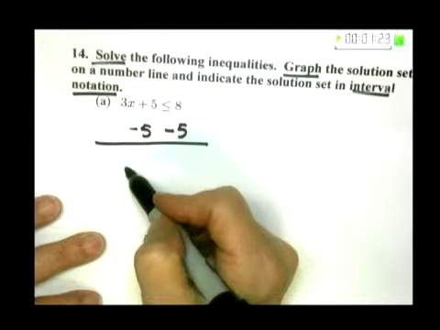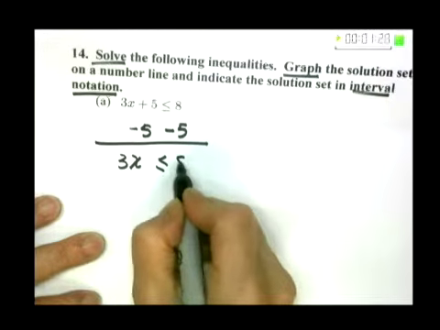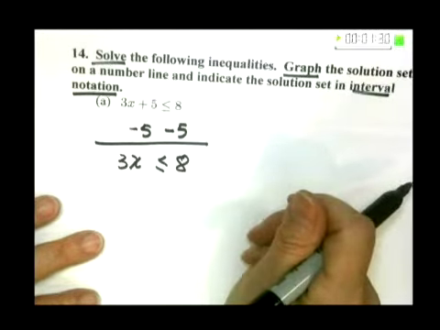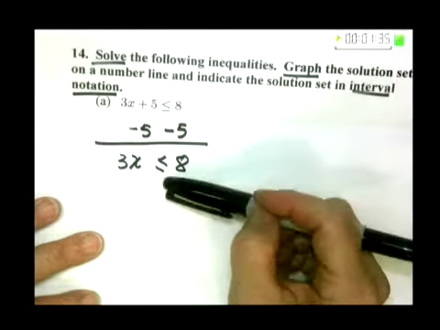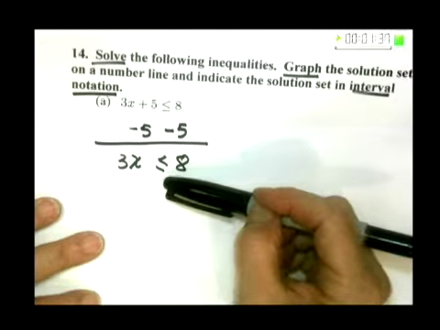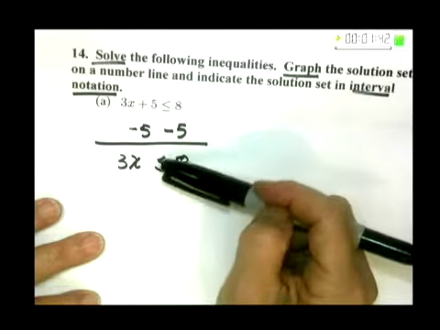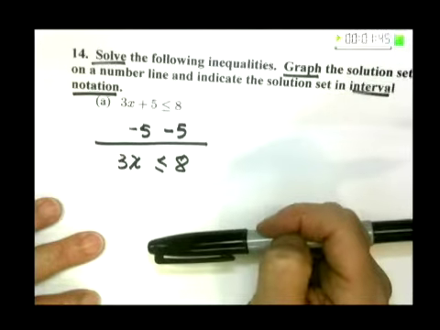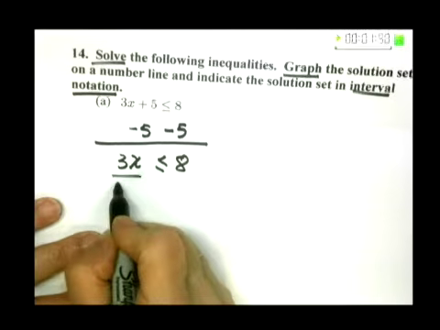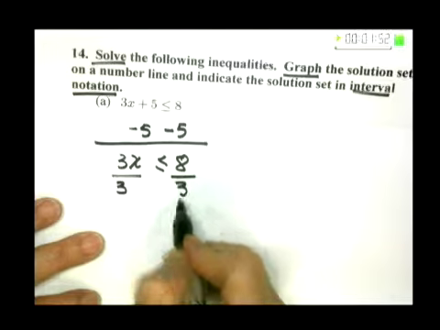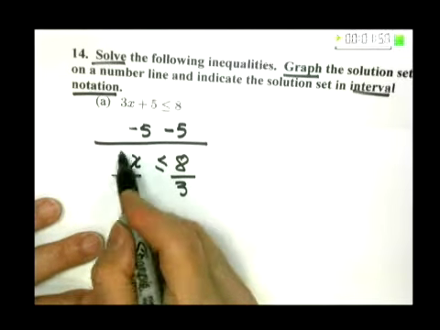5 subtract 5 is 0, so I get 3x is less than or equal to 8. Now remember, I started off with a less than or equal to symbol here, and I still have a less than or equal to symbol here, even though I'm subtracting. The only time the direction changes is when you multiply or divide by a negative. I want to get x by itself. I divide both sides of my inequality by 3. That's a positive number. It doesn't reverse the direction of my inequality.